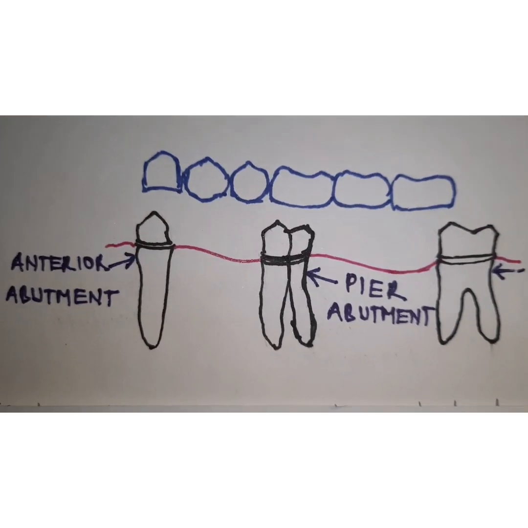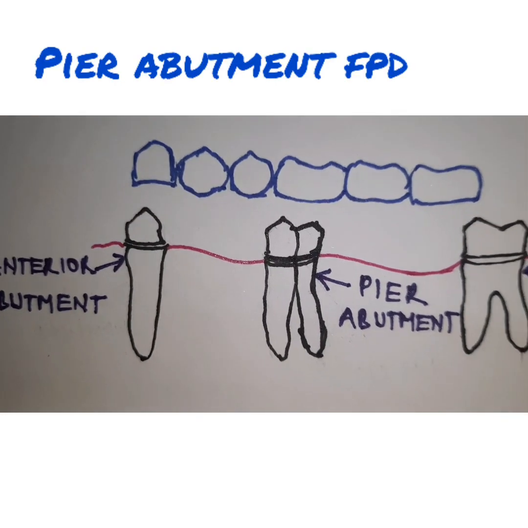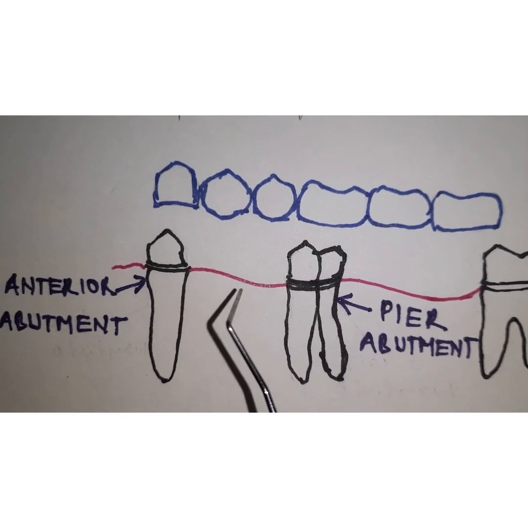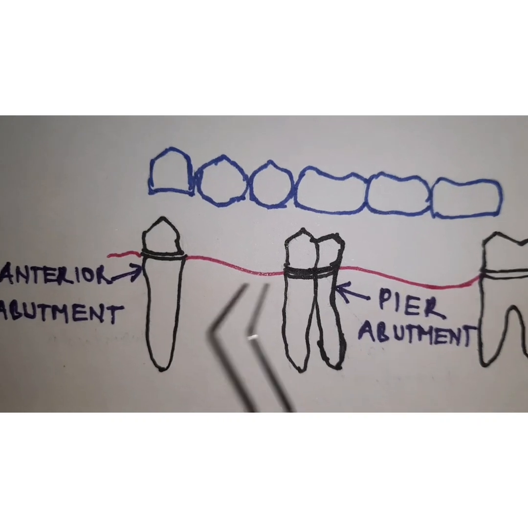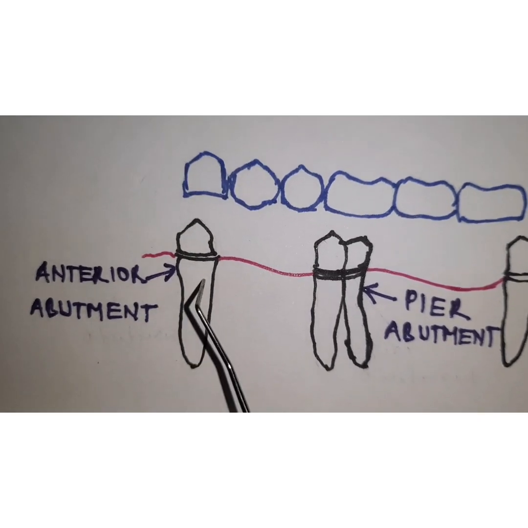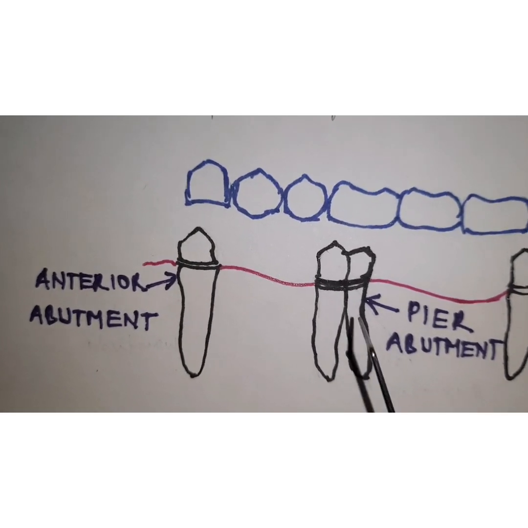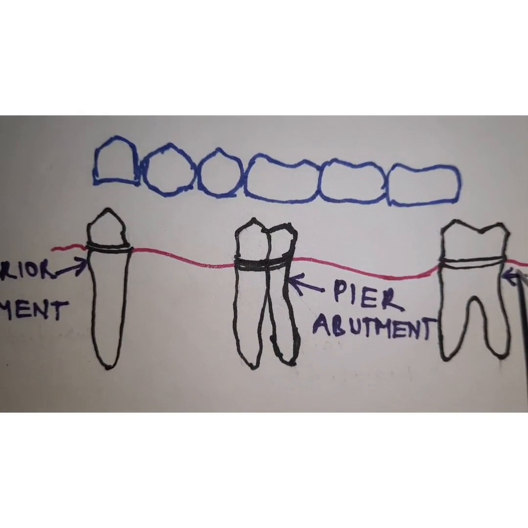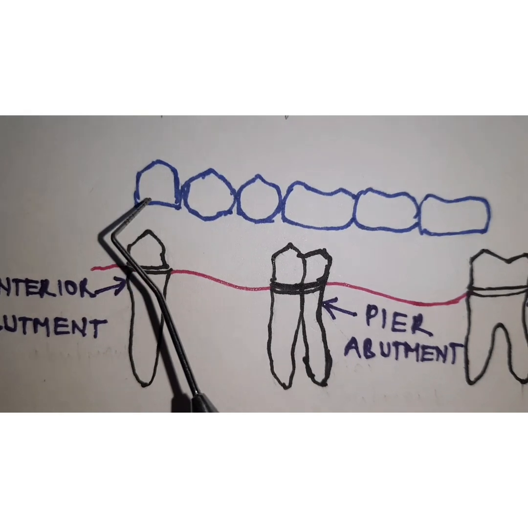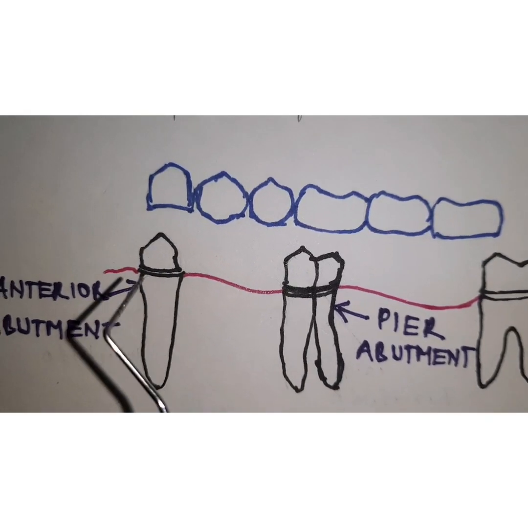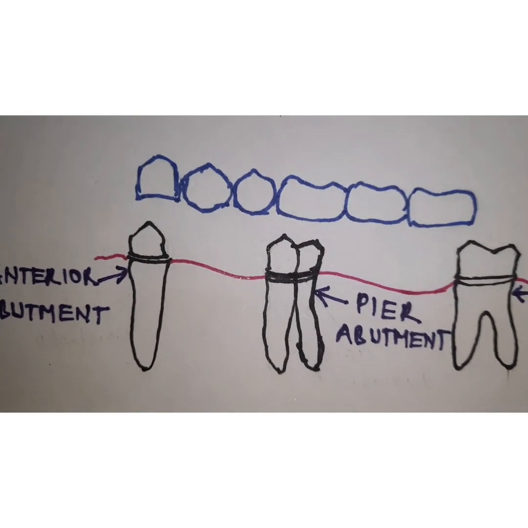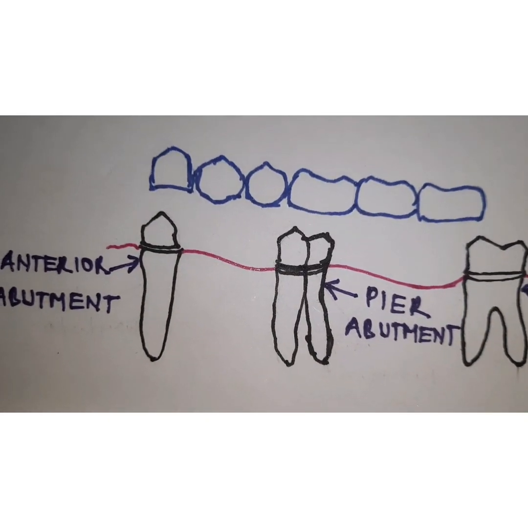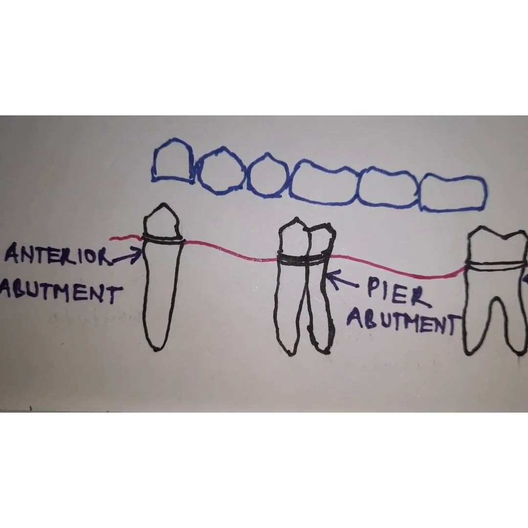So what is a pier abutment? A pier abutment is a lone standing abutment tooth in between, which has an edentulous space both anterior and posterior to it. So you will have the anterior abutment, then in between you have the pier abutment, and then you will have the posterior abutment. So here you will have a long span bridge which will be replacing a number of teeth. So this kind of fixed partial denture is called a pier abutment supported fixed partial denture.